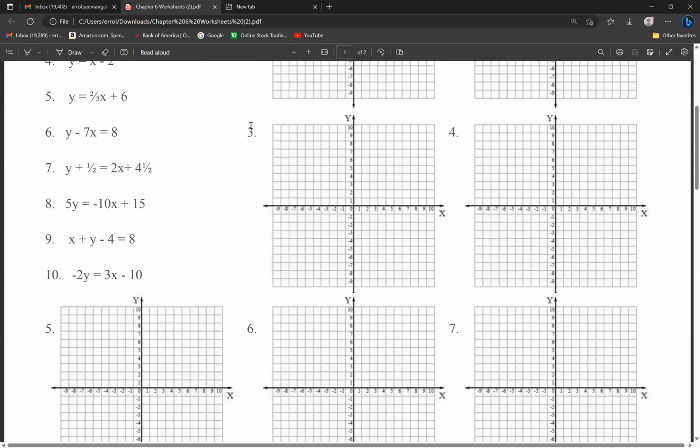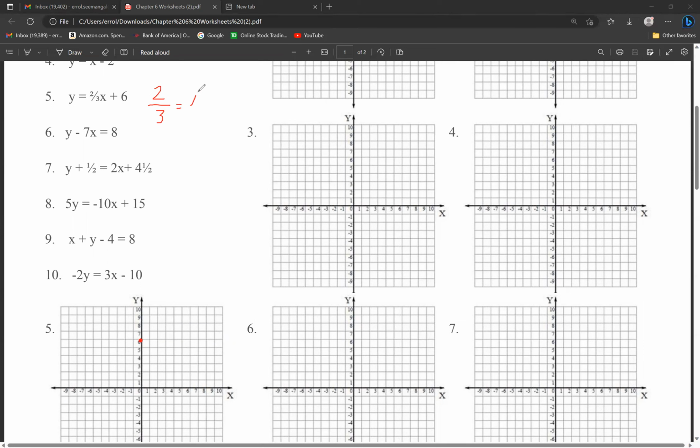2/3 x plus 6. Where's the first dot? 0, 6, right? Yeah. 0, 6 is right here. Where's the second dot? 2 over 3, right? So what do we go? Do we go up 3, to the right 3, down 3? What do we do?